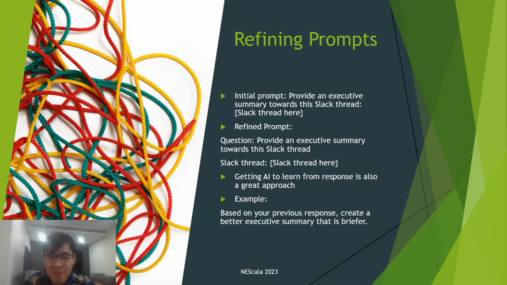And another example that I want to mention is similar to what I mentioned before, actually building on what I was saying about relearning. We want to get the AI to learn from its own response, which is also a great approach. So for example, I could create a prompt that says, based on your previous response, create a better executive summary that is briefer. So in this case, we're saying that we want it to summarize its summarized summary, essentially. In this way, we're getting it to learn from itself and improve on the previous response.